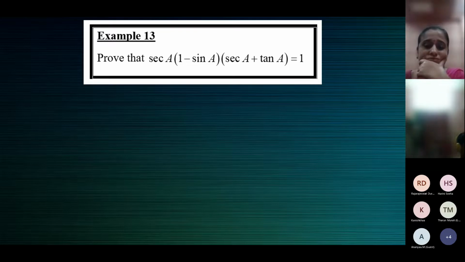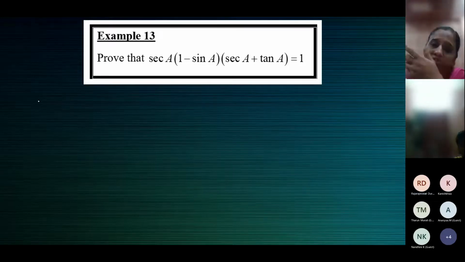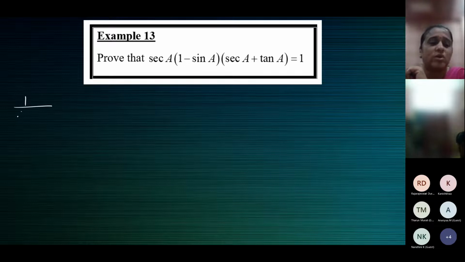Yes or no? So you can write secant A as what? Secant A is 1 by cos A. Children, if there is something common, take it out. There are some rules. If there's something common, bring it out. Otherwise, write the other ratios in terms of sine and cos. So secant A can be written as 1 by cos A.